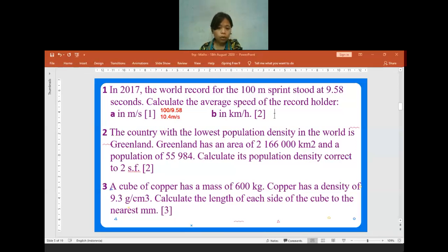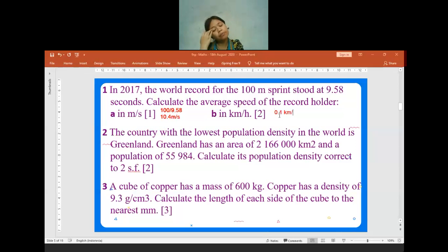Now what if we want to make it into kilometer per hour? What to do? From the 10.4, change it into kilometer per hour. How do we change it? Multiply by how many times how many? 0.1 kilometer. You want to change it one by one. Okay. Yeah. So 0 point how many? 1 or 0.01? Okay, 0.1 kilometer.